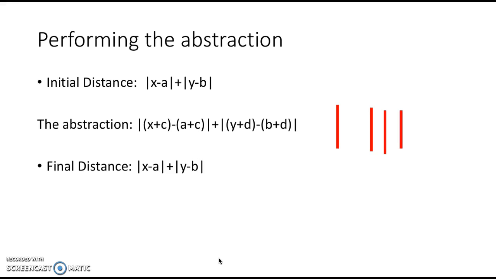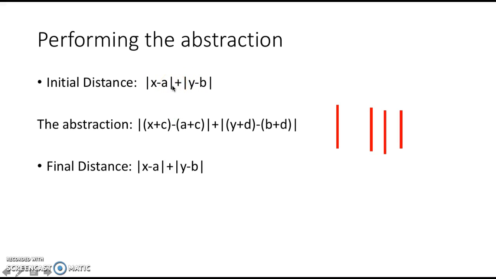Because an isometry preserves the distance, we must first look at the initial distance of the points being translated. The initial distance is the absolute value of x minus a plus the absolute value of y minus b, because x here is our original x-coordinate and a is our new x-coordinate. The same goes for y and b, except those are old and new y-coordinates. Subtraction here allows us to find the distance between the points, so the distance between x and a, and the distance between y and b, and then the addition allows us to find the total distance.